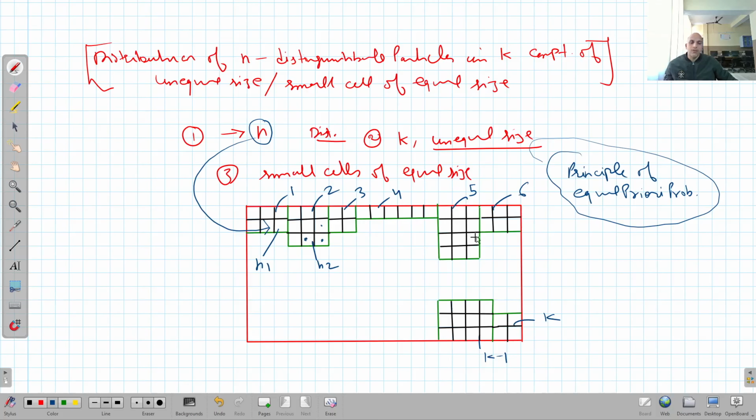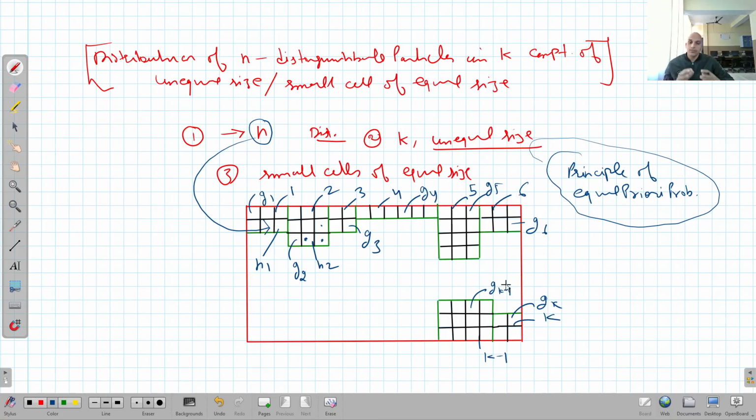So this is the same for all other compartments also. Let in the first compartment we have G1 number of cells. Similarly, in second, let we have G2 number of cells. In third, we have G3 number of cells. Here G4, here G5, here G6, here Gk, and here it is Gk minus 1. This is the number of cells in the given compartment.